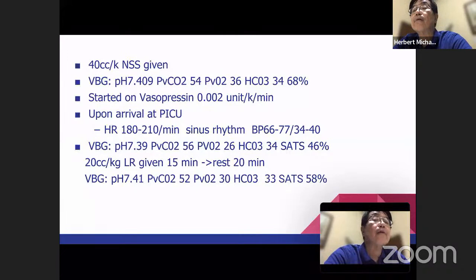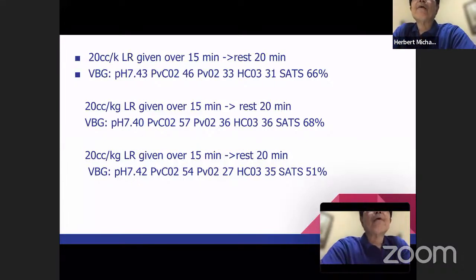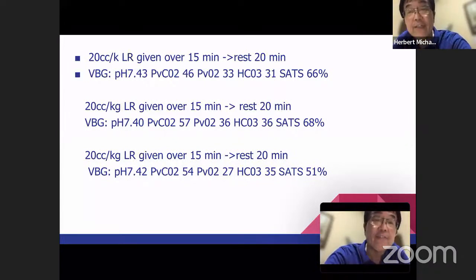Then we repeated the blood gas and the saturations went up from 46% to 58%. We gave another 20 cc per kilo because technically I was aiming for 70% saturation. We gave another 20 cc per kilo, and the repeat venous blood gas showed a SATs of 66%. We gave another 20 cc per kilo, and the repeat was 68%. So from 66 to 68, the improvement wasn't that great. But we wanted to test this kid. So we gave another 20 cc per kilo, and look what happened. The SATs went down to 51%. So that's already telling me that maybe this kid needs a little inotropic support because the myocardium cannot seem to handle the extra 20 cc per kilo.